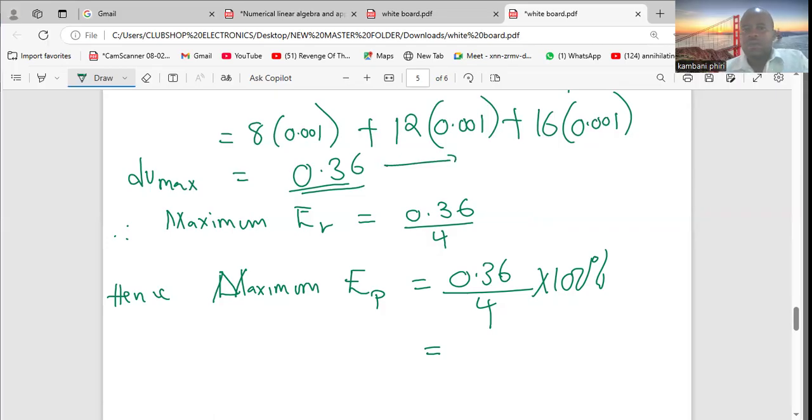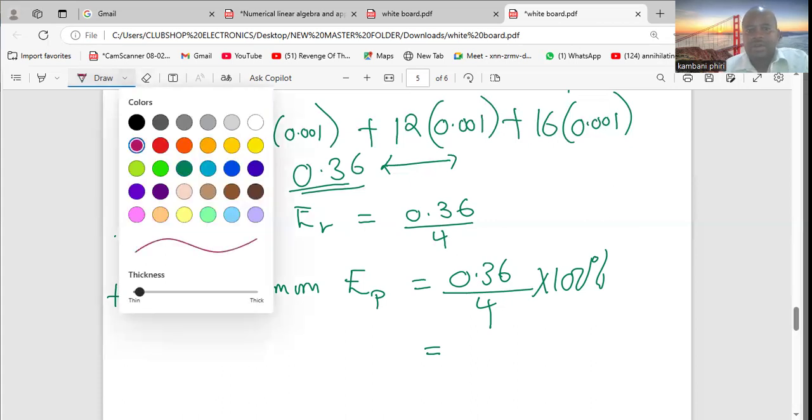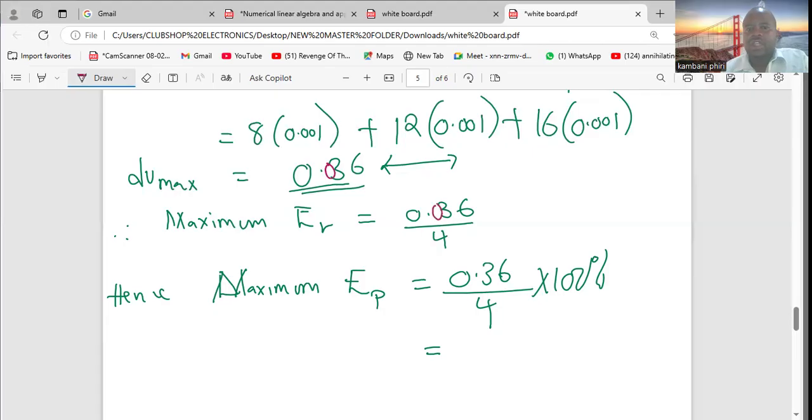But I think here there's need of a correction. It's supposed to be 0.001 open bracket times 36. Yeah, I think here there's need of a 0. We left out a 0 here. So even here, we put a 0 here. Okay. So what do we get finally? We get 0.9%. Okay. That is our solution.